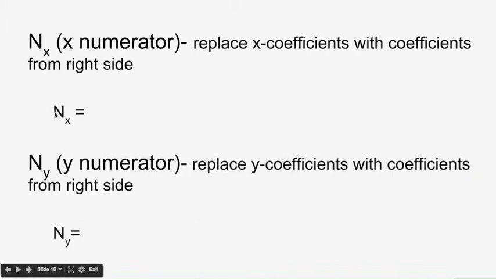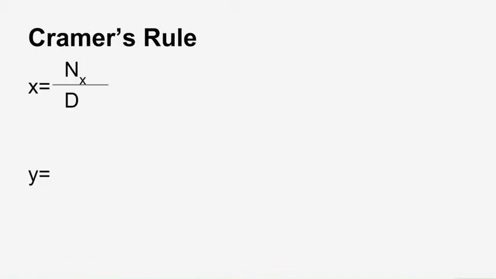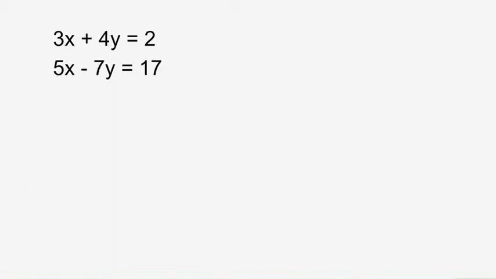And so the solutions using second-order determinants are called Cramer's Rule. Cramer's Rule states that X and Y can be found by doing X equals NX over D, and Y equals NY over D. So now we're going to use Cramer's Rule to solve this set of equations: 3X plus 4Y equals 2, and 5X minus 7Y equals 17.